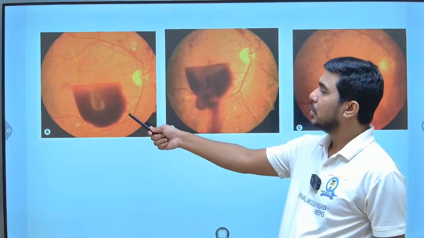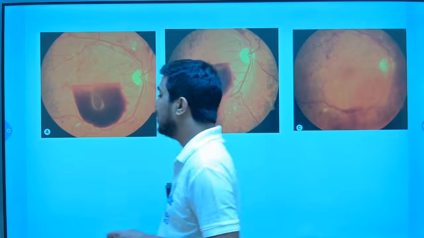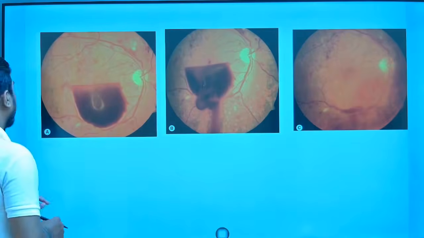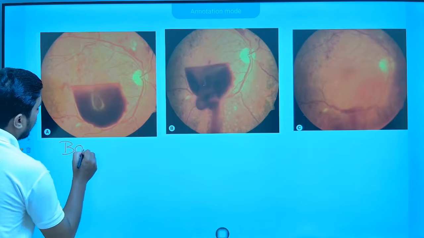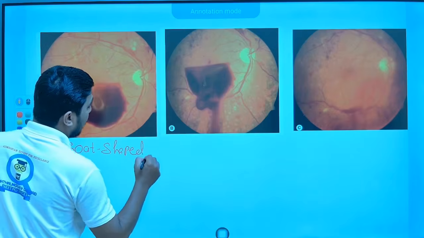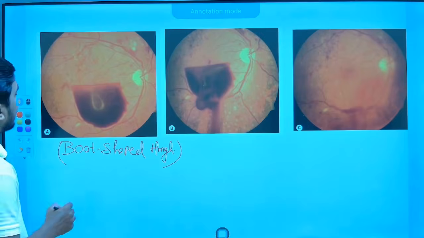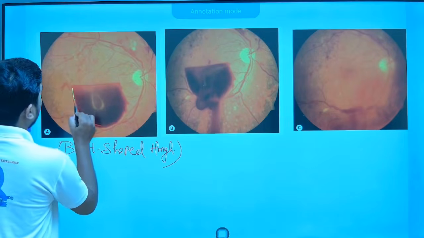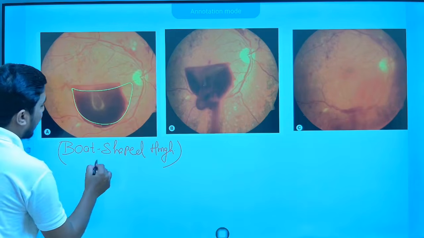See, what does this picture indicate? Whenever you see a subhyaloid hemorrhage, this is it. How to identify a subhyaloid hemorrhage? It has one identification, we call it a boat shaped hemorrhage. If there is a boat shaped hemorrhage, like a boat here, this is subhyaloid hemorrhage, right?